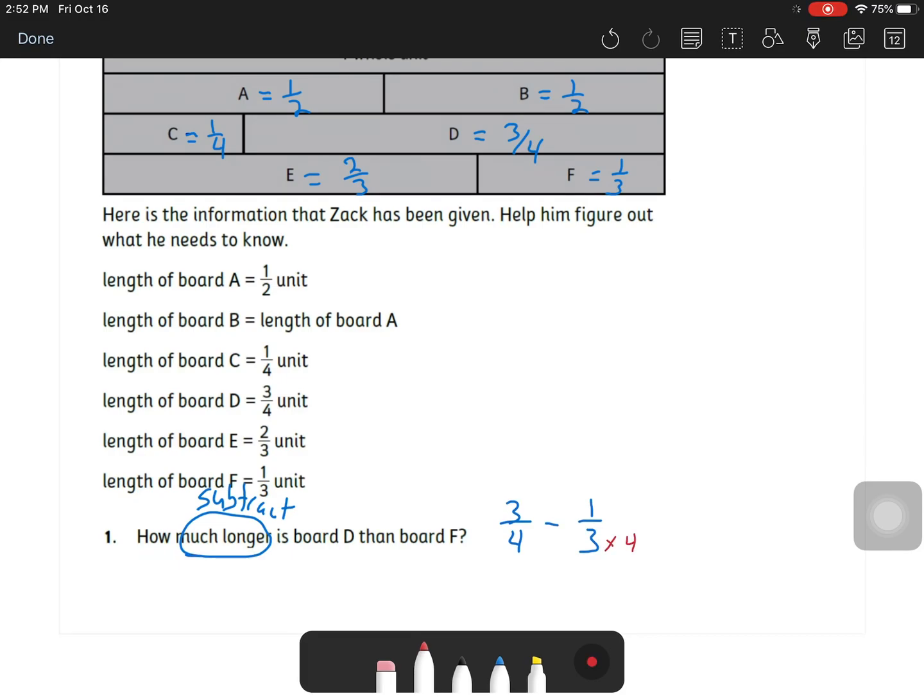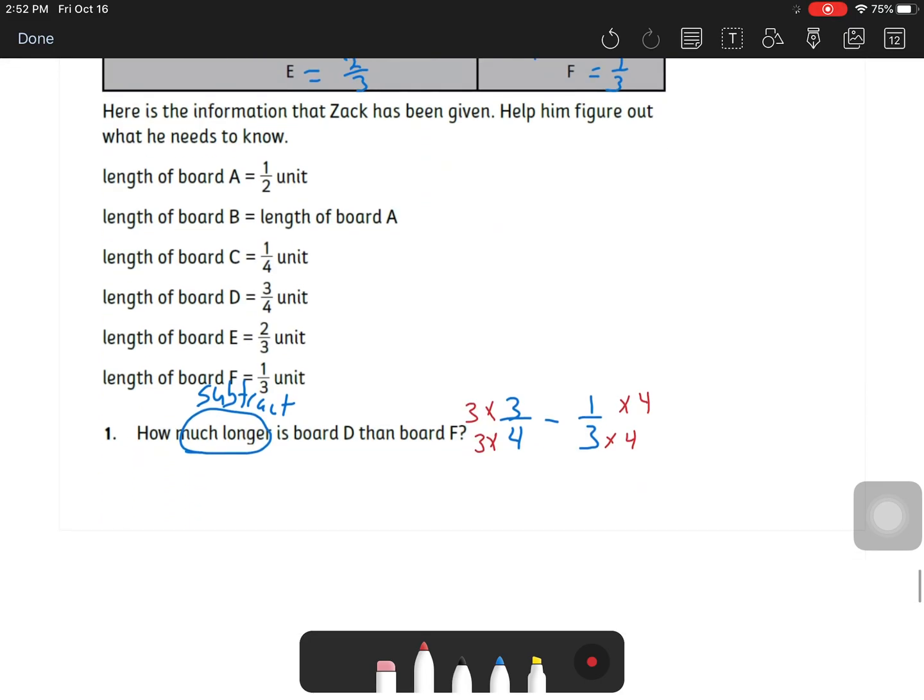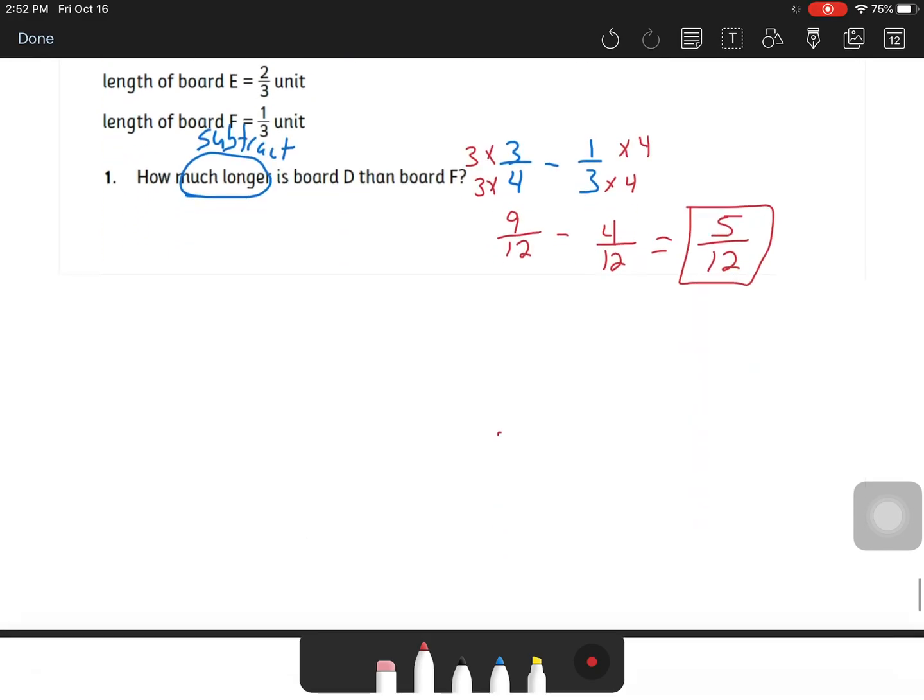So now to do this, I need a common denominator. I'm going to get a 12 there, so I'm going to multiply this one by 4, this one by 3, and I'm going to rewrite these fractions. So I'm going to have 9/12 minus 4/12. 9 minus 4 is 5. So I get 5/12.